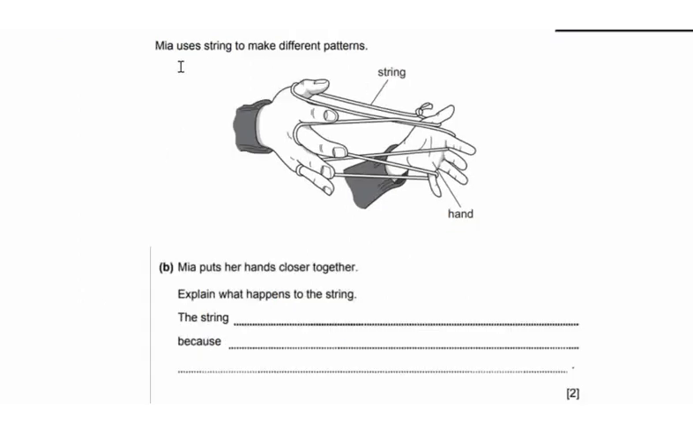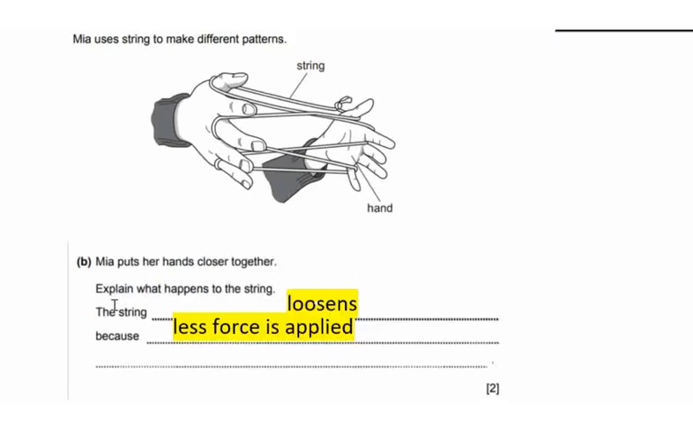Question B. Mia uses string to make different patterns. Mia puts her hands closer together. Explain what happened to the string. The string something because blank. Well, the string loosens because less force is applied. When the hands are brought closer together, the string loosens because less force is applied. Did you get this correct? If you are correct, then well done, good job.